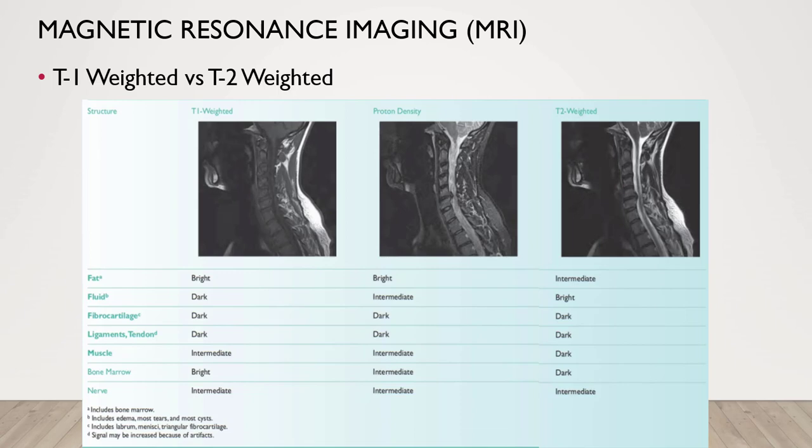These pictures indicate the relative signal intensities of selected structures on spin echo musculoskeletal magnetic resonance imaging. You can see the difference in the exact same image with T1, proton density, and T2 weighted MRI protocols. We can see the fat, fluid, fibrocartilage, ligament, tendon, muscle, bone, and nerve all illustrate differently in either bright, intermediate, or dark imaging with the different contrasts. These different techniques can be used when we're trying to evaluate different types of tissues.